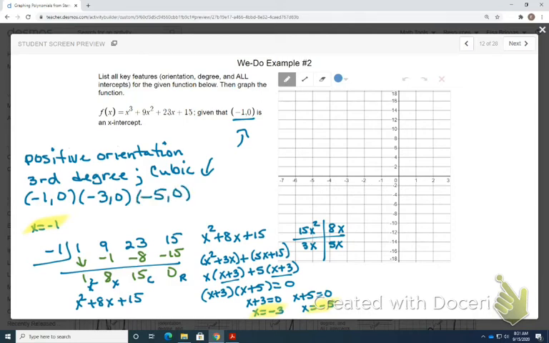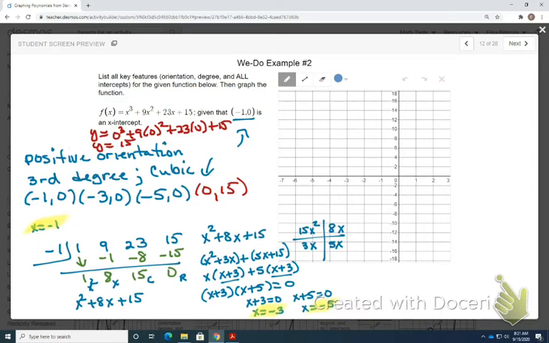And all I need now is my y-intercept. And I find that by setting x equal to 0 back into the original equation. Remember, f of x is equal to your y. Plus 15. So when x is 0, y equals 15. So y-intercept is 0, 15.